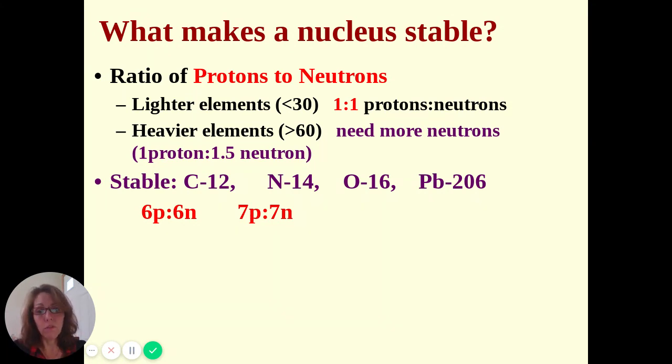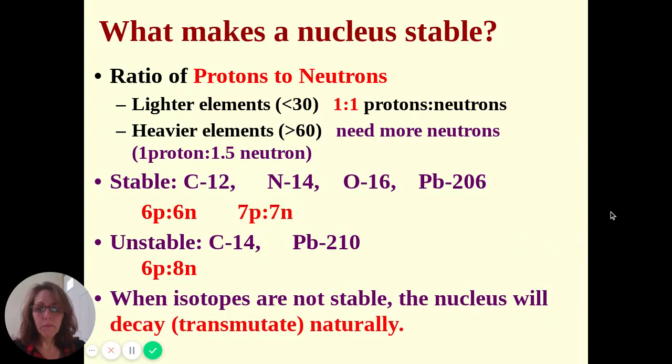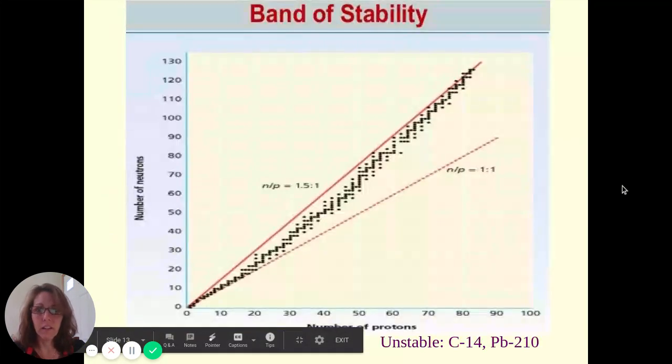So the more protons you stick in there, the more neutrons you're going to need to keep the positives from seeing one another and repelling and kicking each other out of that space, the nucleus. Unstable nuclei don't have that 1-to-1 ratio, so carbon-14 here. When an isotope is not stable, it means the nucleus is going to decay or transmutate, to change, naturally, all on its own. Nothing else happens to it. It just does it.